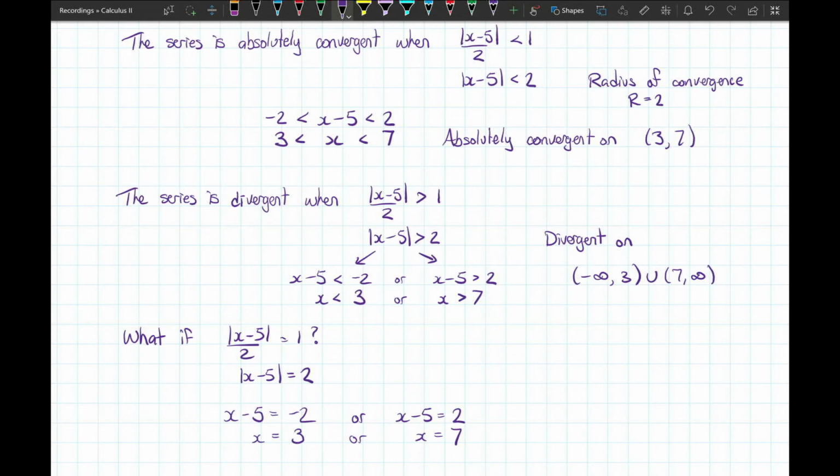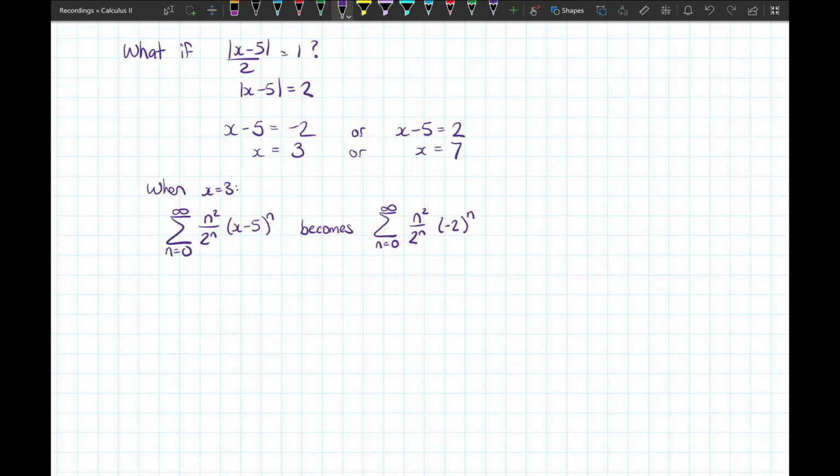Well, why don't we try plugging those numbers into the series and see if we can use a different test rather than the ratio test to determine whether it is convergent. Well, when x is equal to 3, plugging that in, we have 3 minus 5 to the n, which is negative 2 to the n. So our series becomes n squared over 2 to the n times negative 2 to the n.